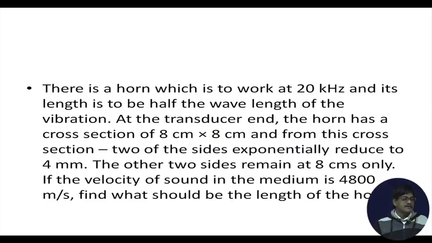Okay, what does it read further? It reads that the other 2 sides remain at 8 centimeters only. If the velocity of sound in the medium is 4800 meters per second, find what should be the length of the horn. So we have to find out the length of the horn. So let's draw a quick picture of how it looks.